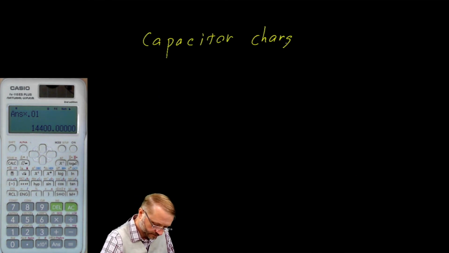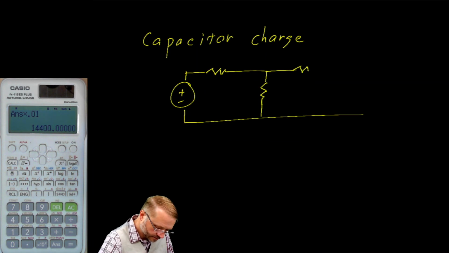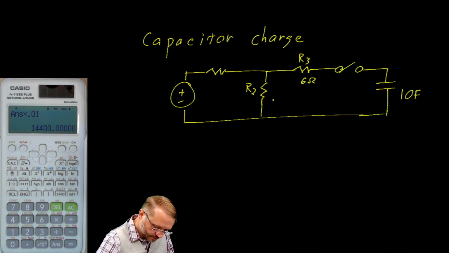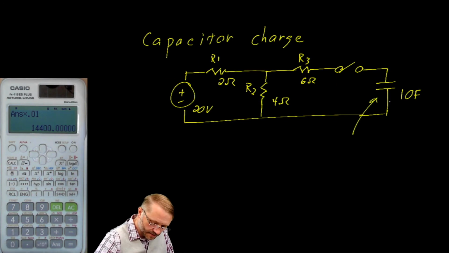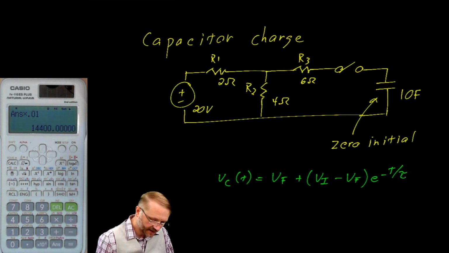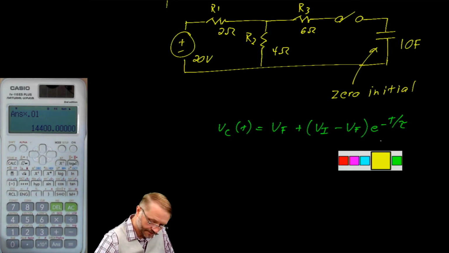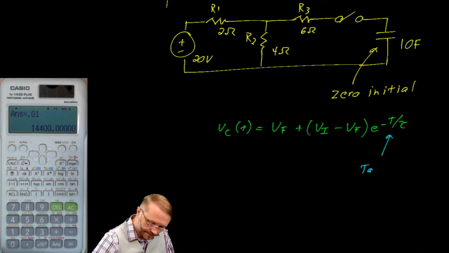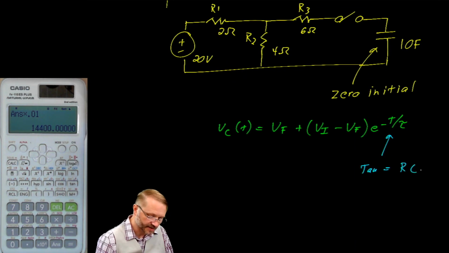Moving on, let's talk about capacitors. We'll assume this has 0 initial charge. From your note card, you should have an equation that tells you the voltage on the capacitor as a function of time is the final voltage plus the initial voltage minus the final voltage, e to the negative t over tau, where tau is the product of the resistor and the capacitor.